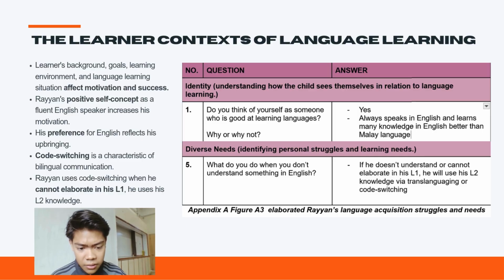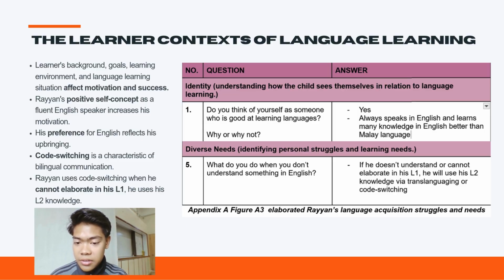Now, as you can see in the fifth point, which is diverse needs, it asks what do you do when you don't understand something in English? I actually interviewed him and he answered quite long, so I summarized it. Ryan stated that if he does not understand or cannot elaborate in his L1, which is his Malay language, he will use his L2. He will code switch into English language knowledge.